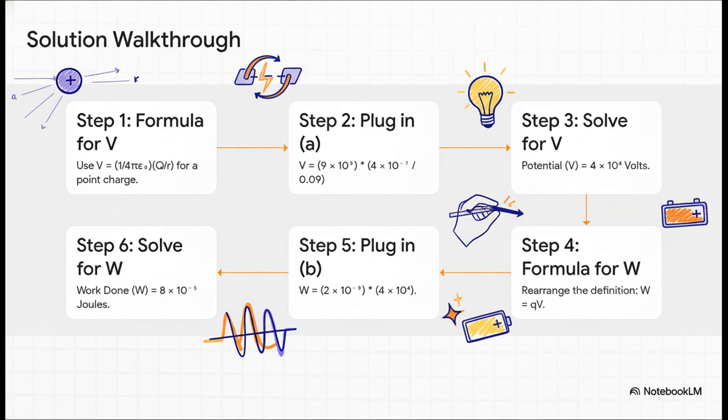Part A is done. Now for part B, we need work. Remember our very first formula? V equals W by Q? So we just rearrange it. W equals Q times V. We already found V, so we plug that in with the new charge, and there's our final answer. 8 times 10 to the power minus 5 joules. See, not so scary when you break it down.